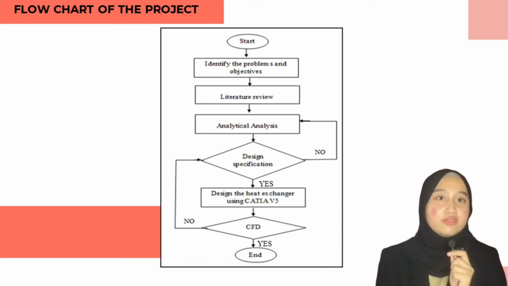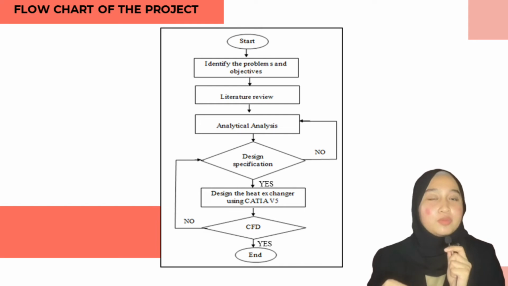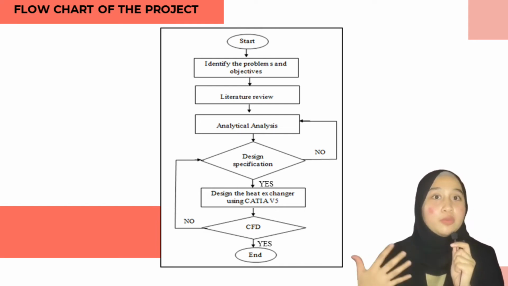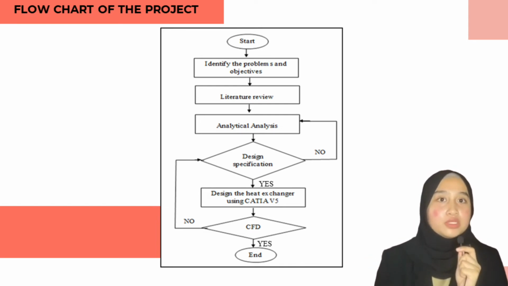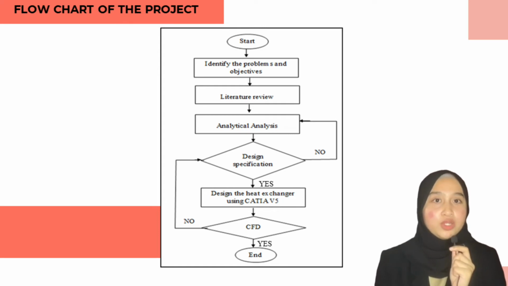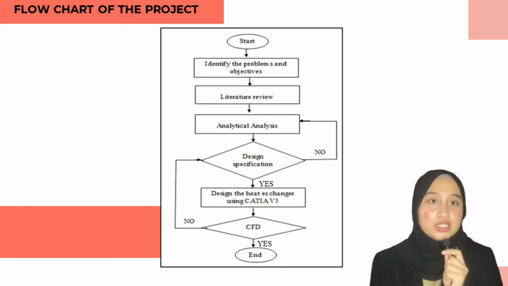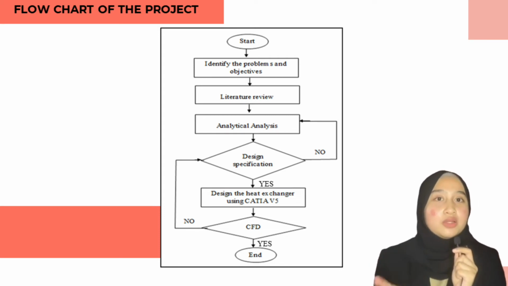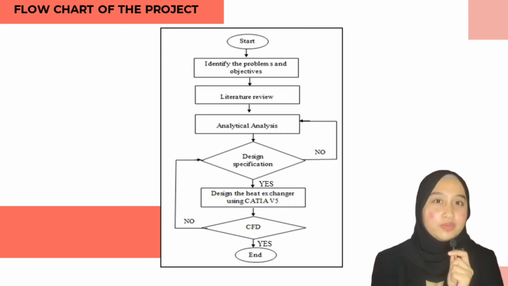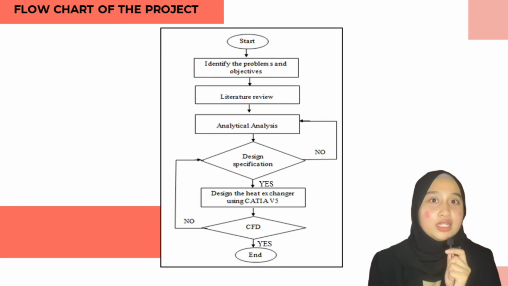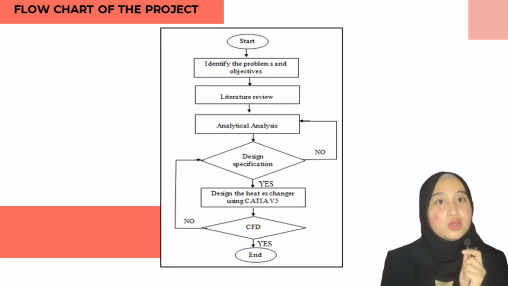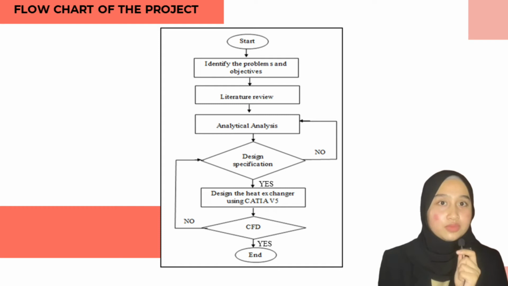At the first phase of this project, I started with identifying the problems and objectives that need to be obtained. Then, I proceeded with doing the literature review by doing some research on the journals and theses from previous studies. Upon this stage, I started to determine what components I want to use for the system. Then, I proceeded with analytical analysis by using the calculation formula that was obtained from the previous study. Next, I proceeded with the design specification and started to design using CATIA.